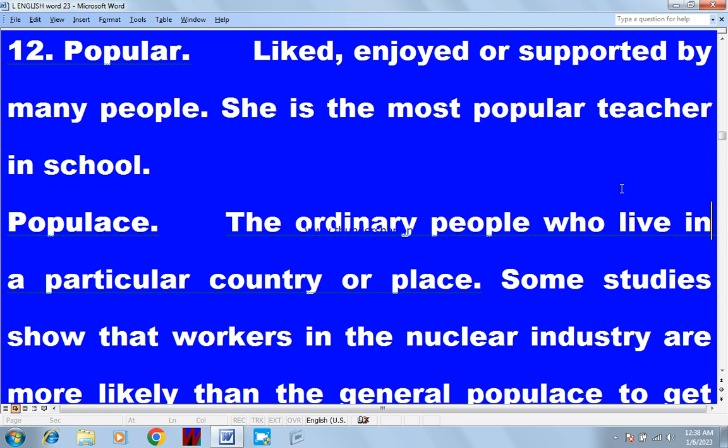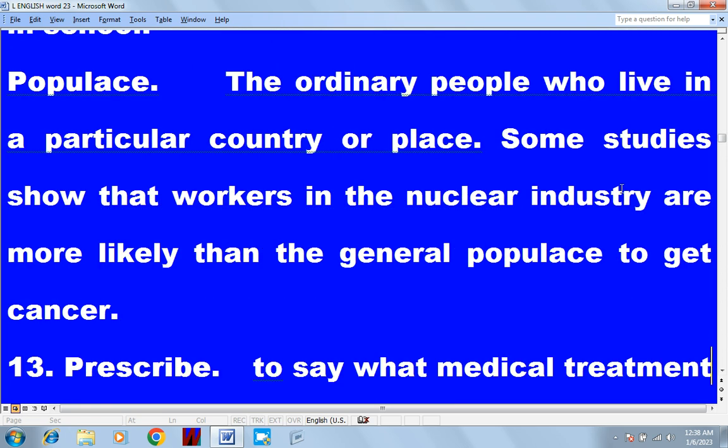Populace, the ordinary people who live in a particular country or place. Some studies show that workers in the nuclear industry are more likely than the general populace to get cancer. They are vulnerable.